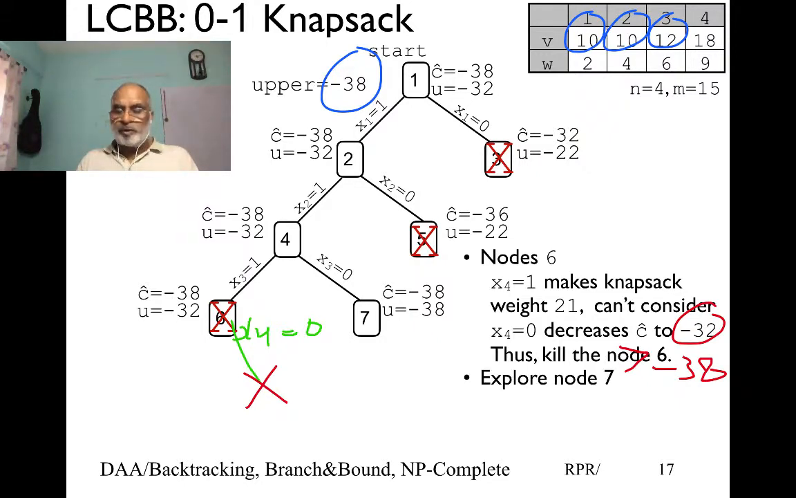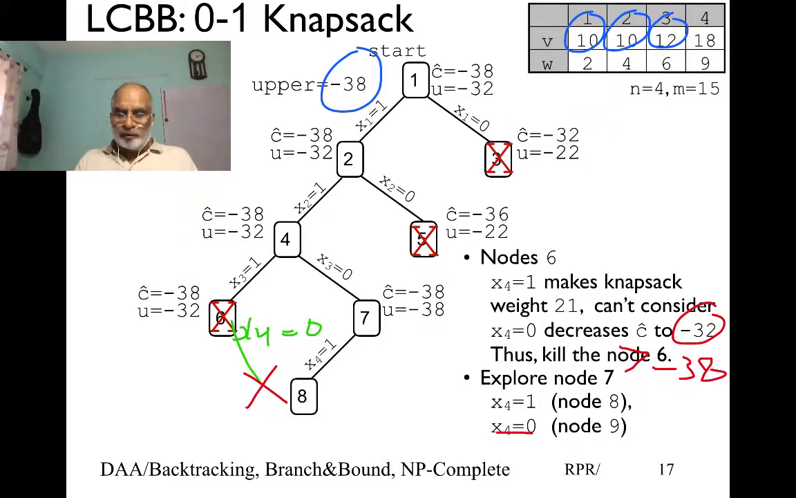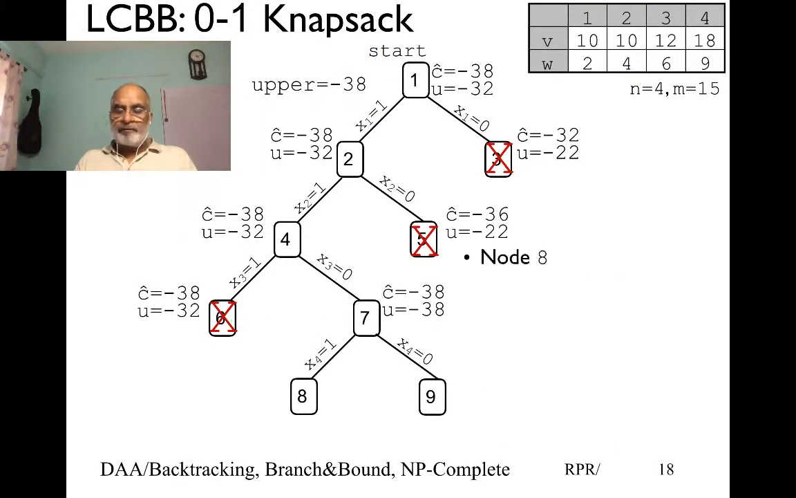So let's explore node 7. Node 7 will have two children, either include x4 is equal to 1, which is node 8, or when x4 is 0, that becomes node 9. And so my live nodes right now are only 8 and 9 and nothing else. So what are my live nodes now? 8 and 9. So let's compute the values for 8 and 9.